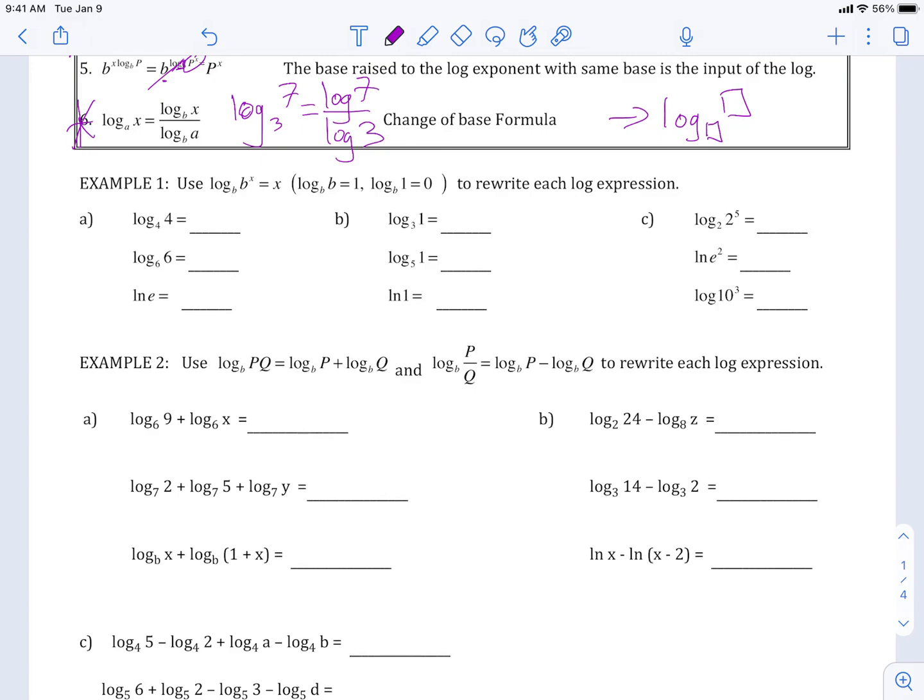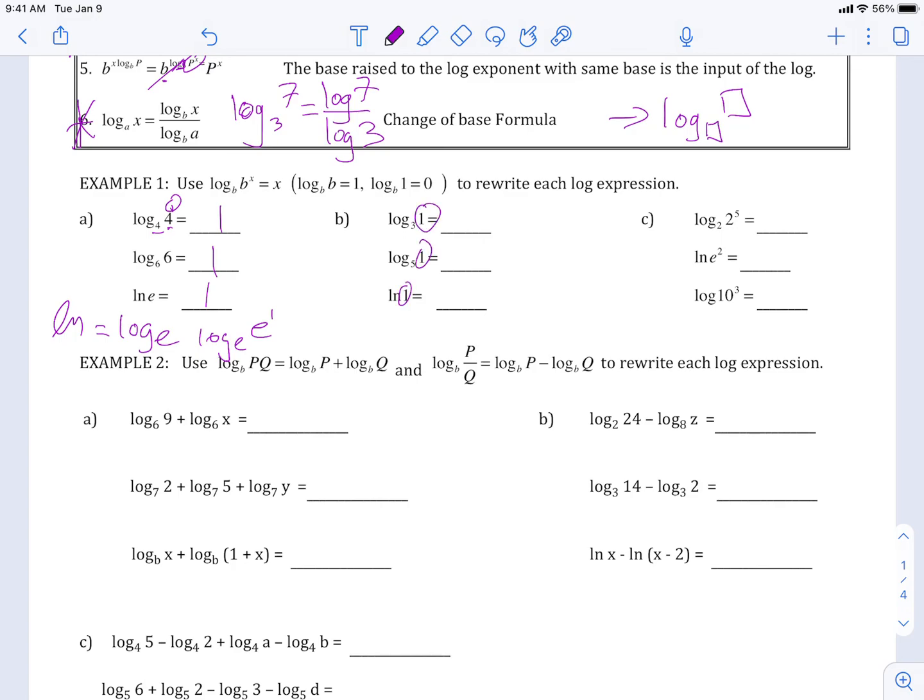So let's talk about this. So log base 4 of 4. Well, remember, it's like saying it's 4 to the first power. So we have the same base, log base 4, and this is the exponent base, right? So it's going to be equal to the exponent, which is 1. Okay. Log base 6 of 6 is 1. Natural log of e. Remember, natural log is the same thing as saying log base e. So what this is saying is log base e of e to the first, which is just 1.